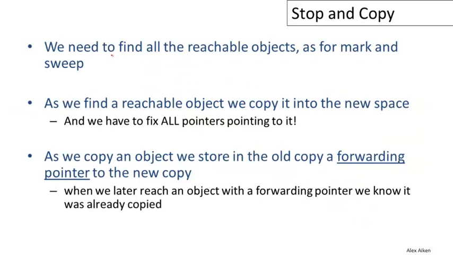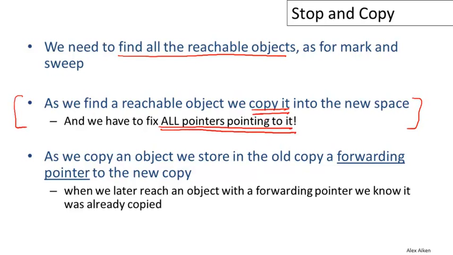To summarize the discussion so far, one of the essential problems in stop and copy is to make sure that we find all the reachable objects. And we saw this same problem with mark and sweep garbage collection. Now, the thing that really distinguishes stop and copy is that we're going to copy these objects. So when we find a reachable object, we copy it into the new space. And that means that we have to find and fix all the pointers that point to that object. And this is actually not obvious how to do. Right? Because when you find an object, of course, you can't see all the pointers that point into that object. So how are we going to do that?